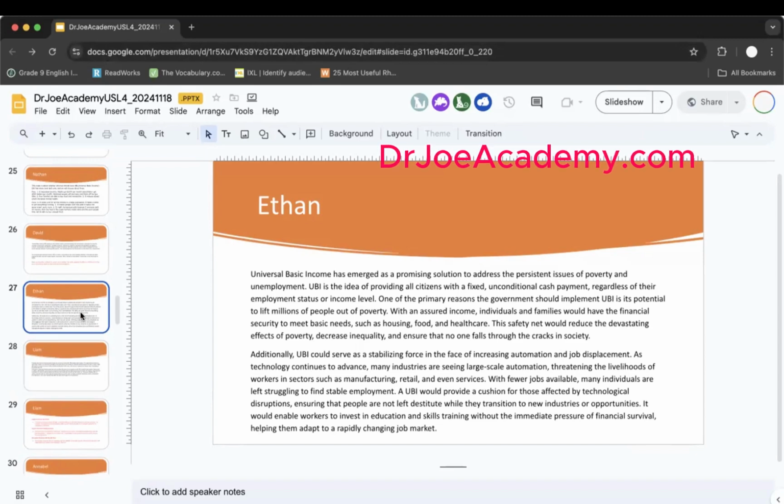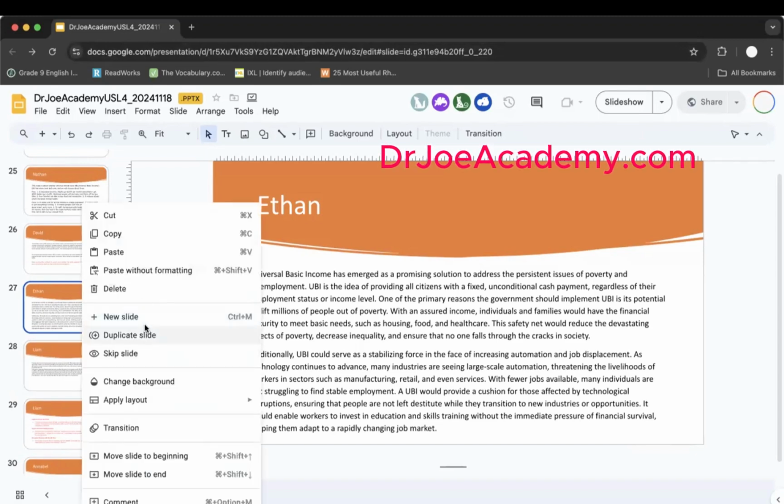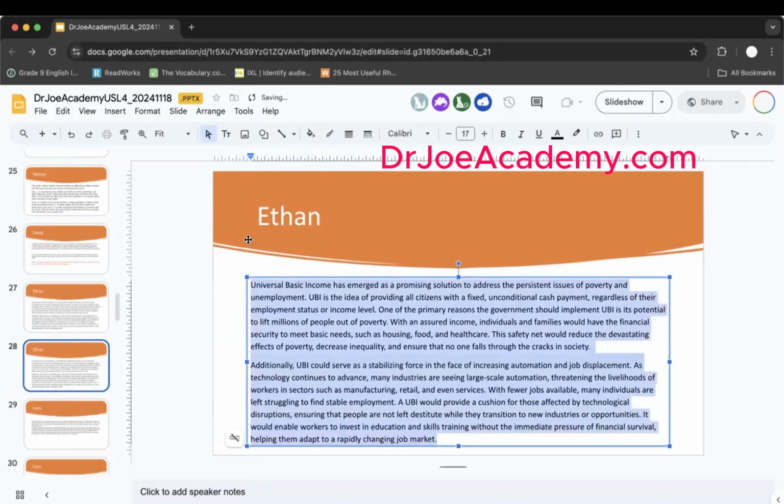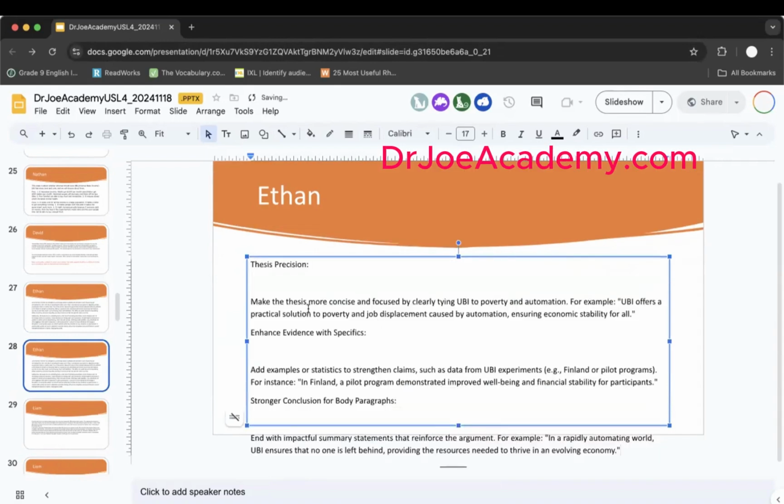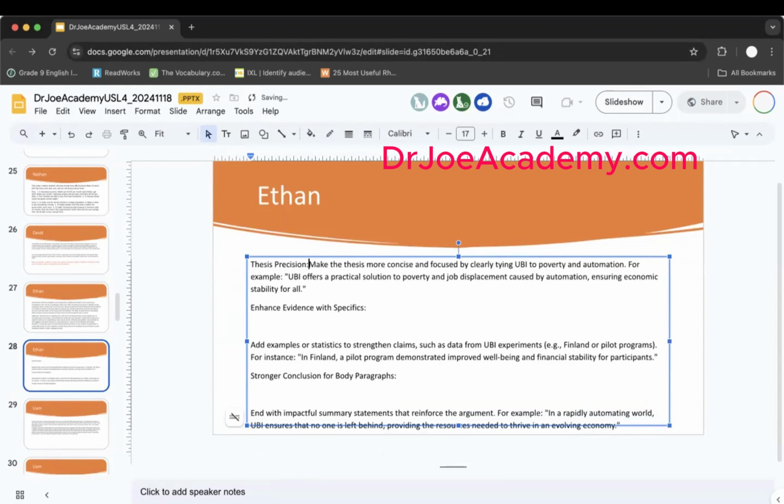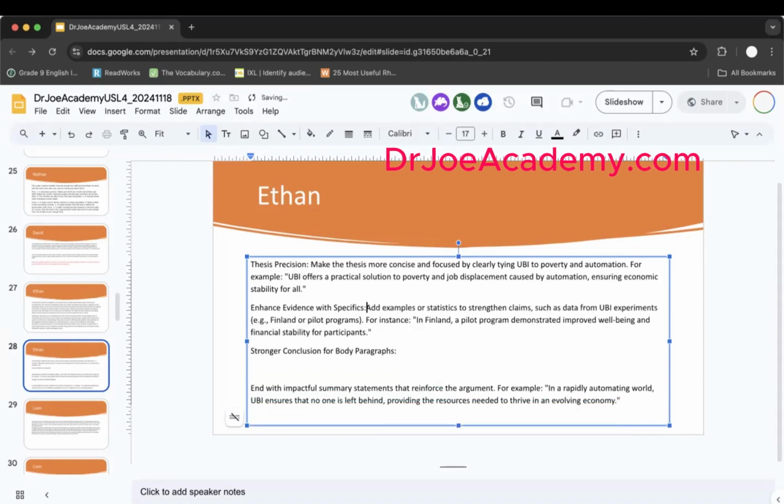Okay, great job with your response, Ethan. Let me just go ahead and paste in some points of improvement. All right, so in terms of your thesis, you can make it more precise. And this is by focusing on UBI and its relation to poverty and automation. For example, UBI offers a practical solution to poverty and job displacement caused by automation, ensuring economic stability for all.